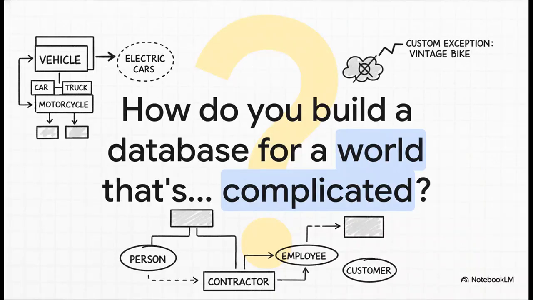I mean, the real world is anything but simple, right? It's just full of categories and exceptions and all these little "is a type of" relationships. A car is a type of vehicle. A manager is a type of employee. You get the idea. So the big question is, how do we get a database, a system that absolutely loves rigid structure and rules, to actually handle all of that beautiful, messy nuance?